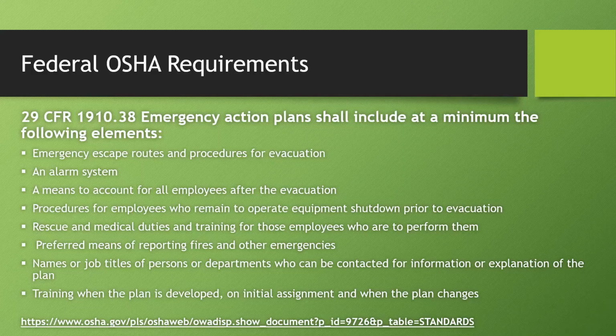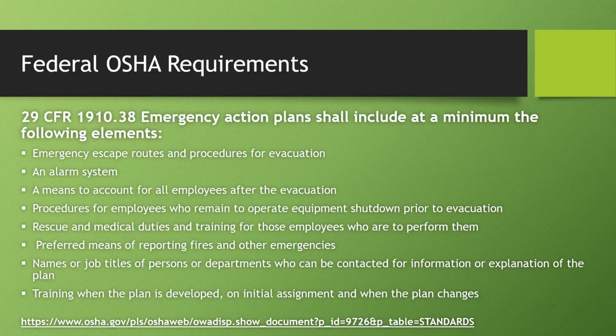Preferred means of reporting fires and other emergencies, and names or job titles of persons or departments who can be contacted for information or explanation of the plan. So who's in charge, who's training, who's enforcing, who's updating your emergency action plan. And so having that outline is a requirement.